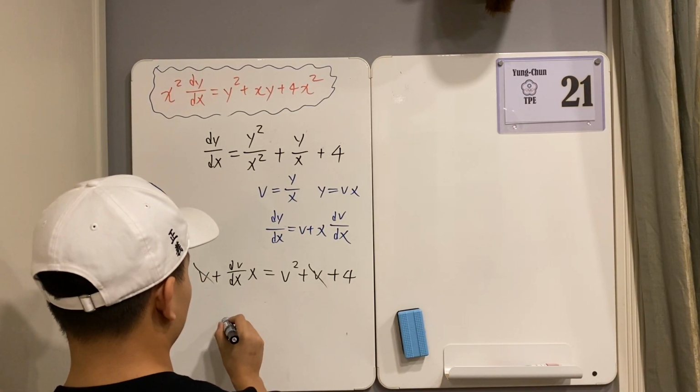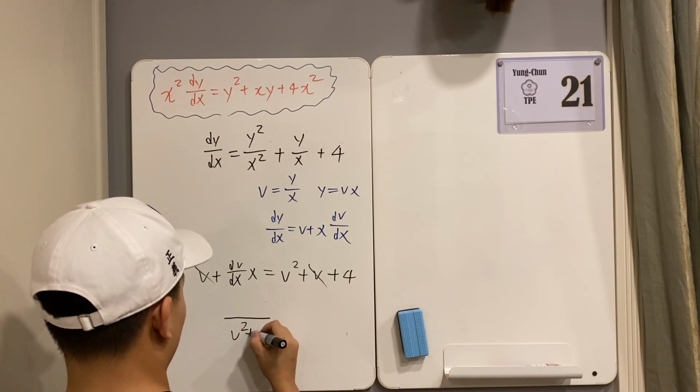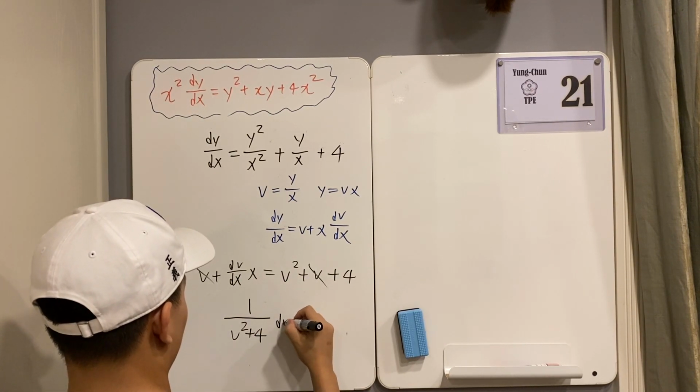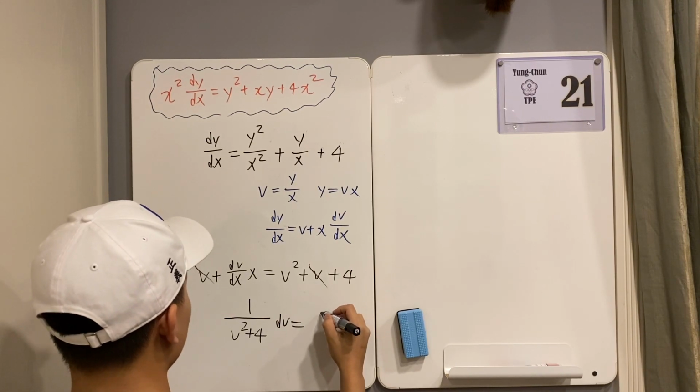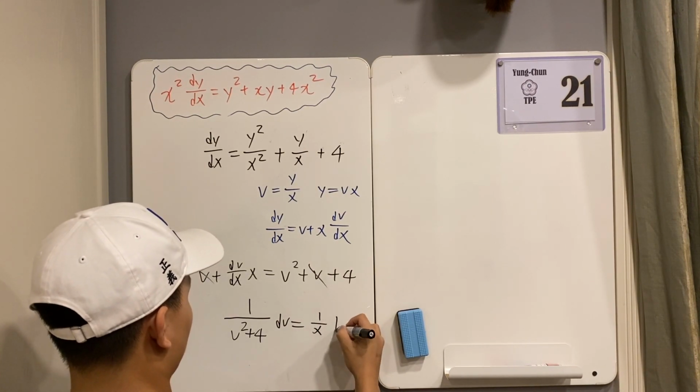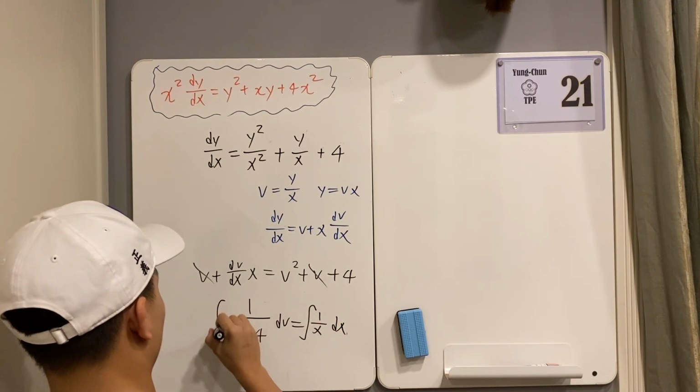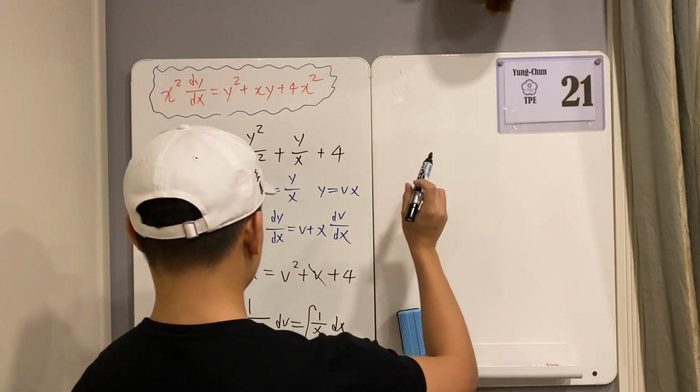Now we're going to use the technique of separation of variables to put v and dv on the left hand side and put x and dx on the right hand side. Now we take the indefinite integral on both sides.